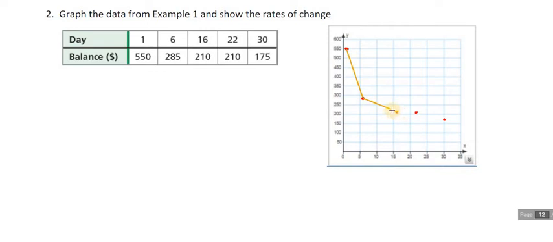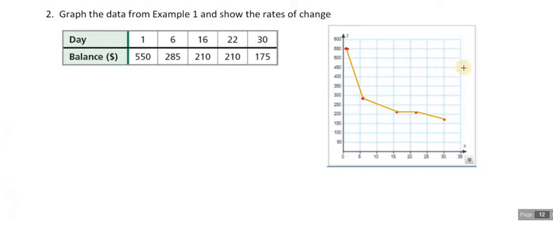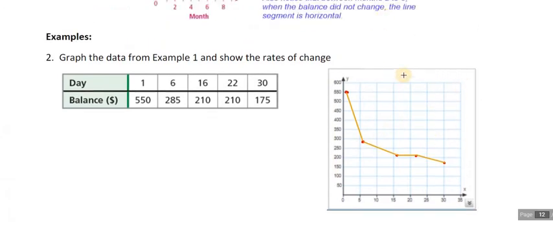Then from my day 16 to day 22, we just go straight across. Okay, so nothing had changed during that time period. And then we have another slight decrease here for our last time interval. So if we were to label our rates of change here, which again, this particular graph is not exactly what we're going to be doing in all of Chapter 4. We're just displaying these different rates of change.